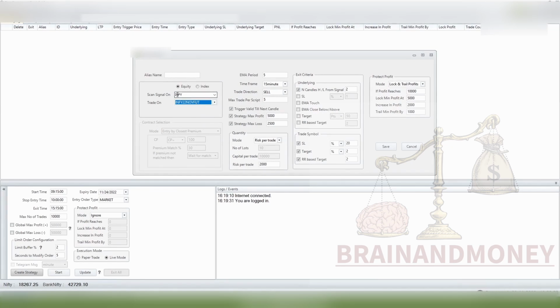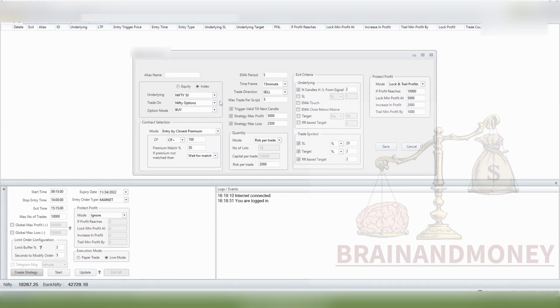It will be checking for the signal candle and the trigger price on the stock chart, and whenever the signal is triggered in the stock, it will take the trade in the future. You can also set it like future to future. Let's say if you want to scan the signal on the futures chart directly and you want to trade on the same, you can do that as well, right?